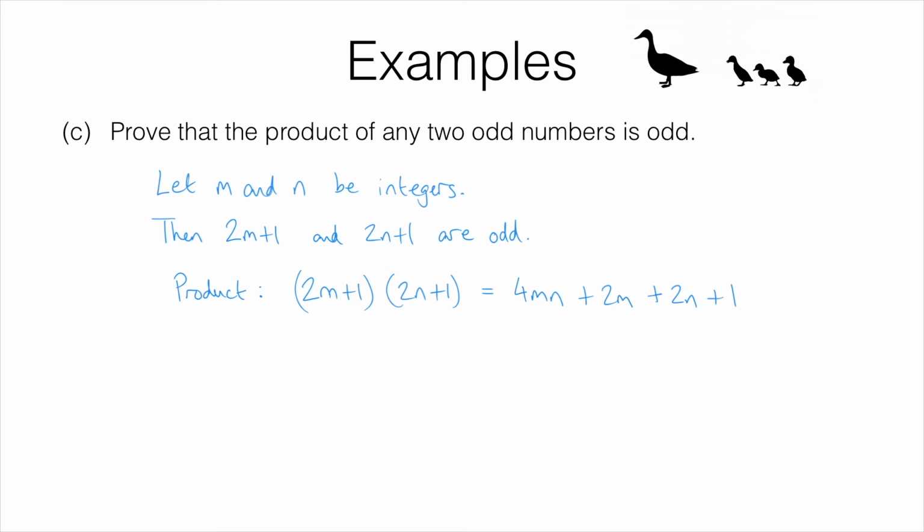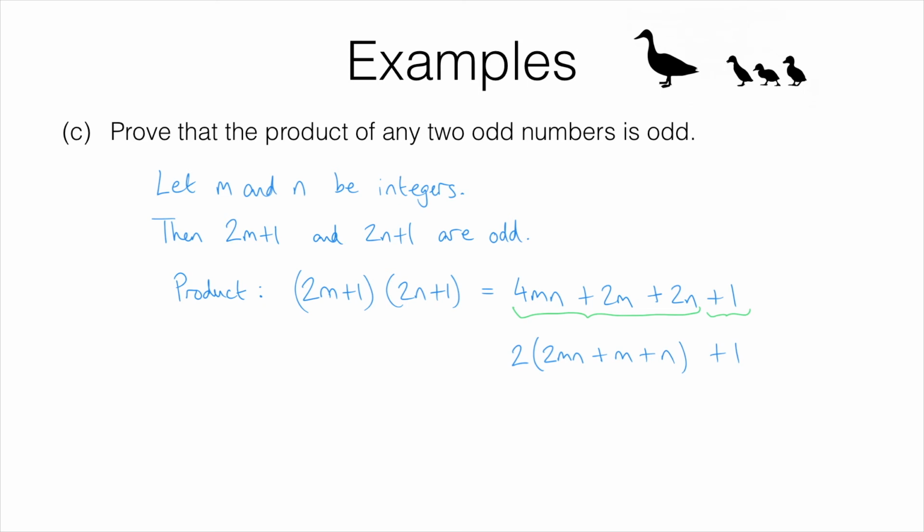Now, to show that this product is odd, what we need to do is show that it is kind of like these. It is 2 times an integer plus 1. And we're going to do that by factorising a 2 out of all of these and then leaving the plus 1 on the end. So just this section of it can be factorised as follows. I'm taking a 2 out here, and then I've got 2mn plus m plus n in the brackets, and then we've got the plus 1 on the end.